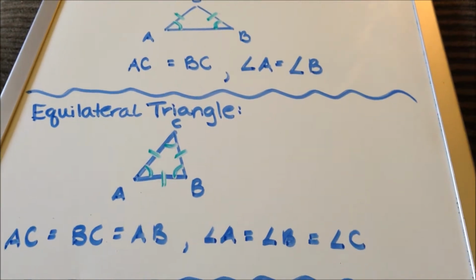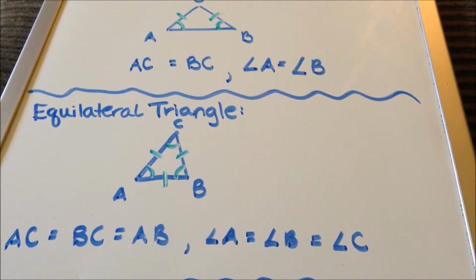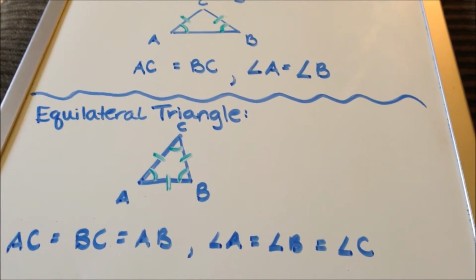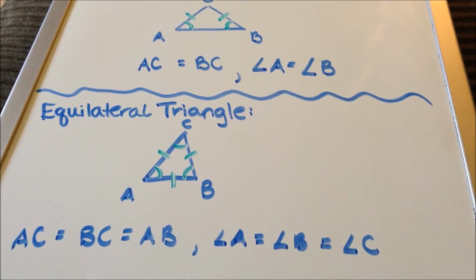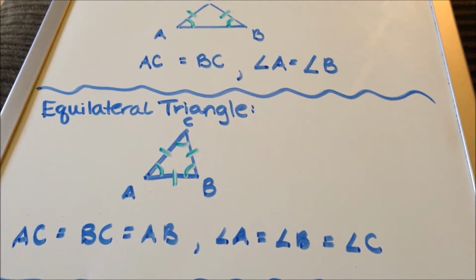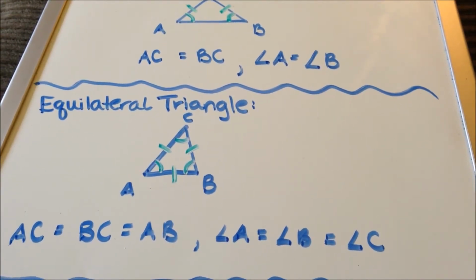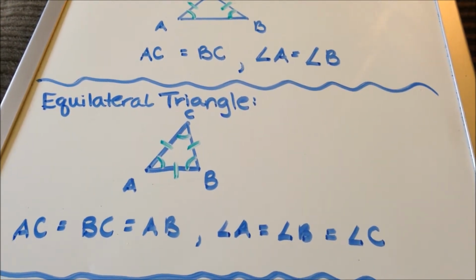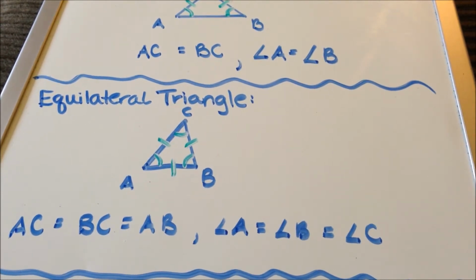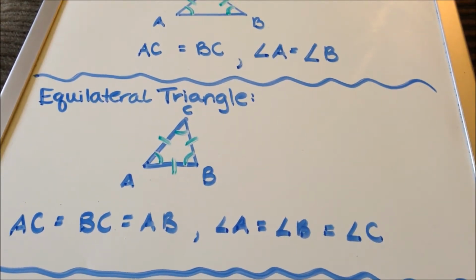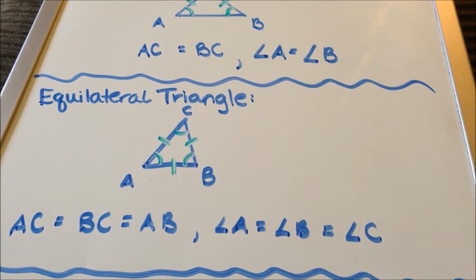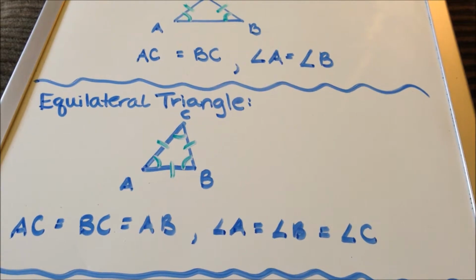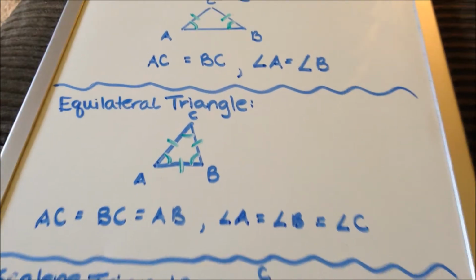In an equilateral triangle, all three sides are equal to one another. Therefore, all three angles are equal to one another. So AC equals BC equals AB in terms of the sides, and angle A equals angle B equals angle C. Now, in a situation where you have an equilateral, therefore equal angular triangle, each of the three angles is 60 degrees because the sum of the three angles of a triangle always is 180 degrees.